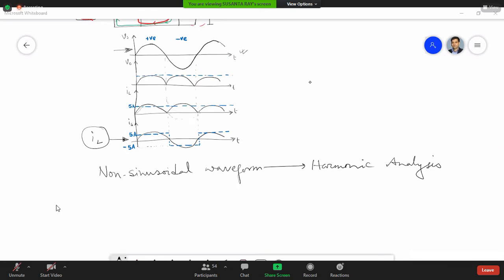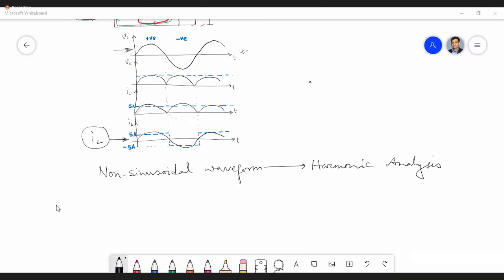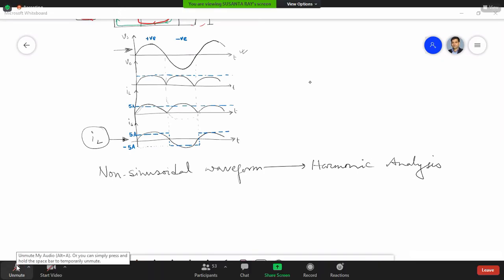Nonlinear periodic waveform can be analyzed by breaking it into sinusoidals by Fourier analysis. Now, why will we go for this Fourier series and get the sinusoidal components? Sir, because only the fundamental component of a current or voltage is responsible for the power delivery. That's why we need to calculate the fundamental component.